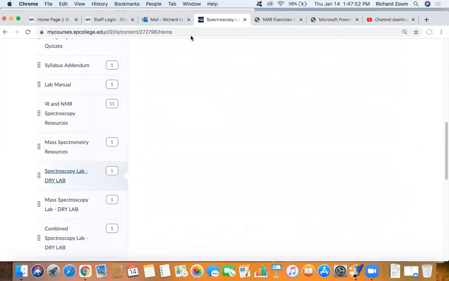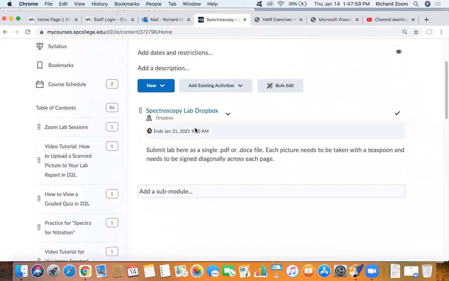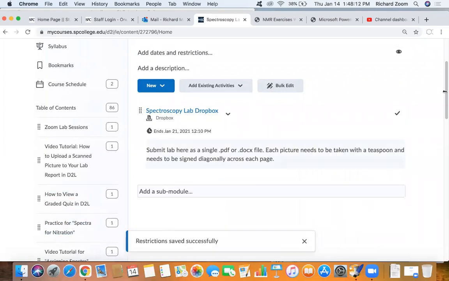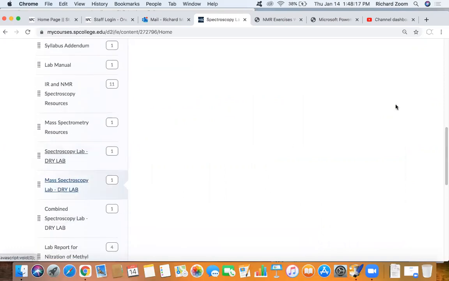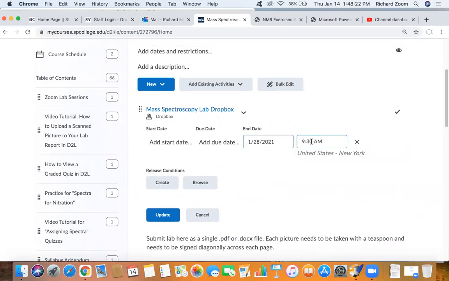Yeah. Let me take a look at this Dropbox here. It's what you're talking about. Yeah, that should be 1210. All right, I'll fix those. All right. Is there anything else anybody has questions about?